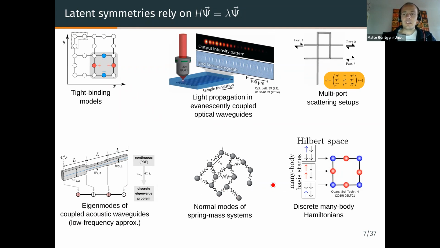And last but not least, I could not resist. You could in principle, and we have even found it but not published yet, find latent symmetries even in discrete many-body Hamiltonians. The way to go there is to start from a second quantized Hamiltonian operator, go to a specific basis, let's say the basis of number states, and then you get a Hamiltonian matrix. This might be very huge, but in principle, you arrive at this matrix eigenvalue problem above and can find latent symmetries in many-body Hamiltonians.